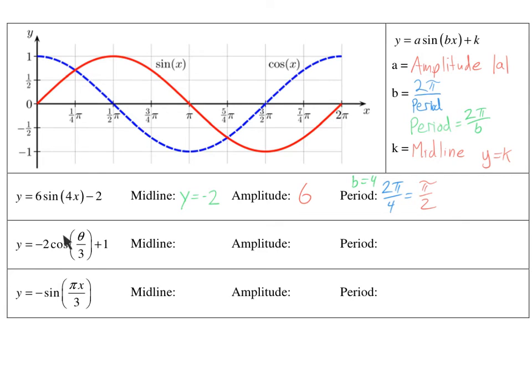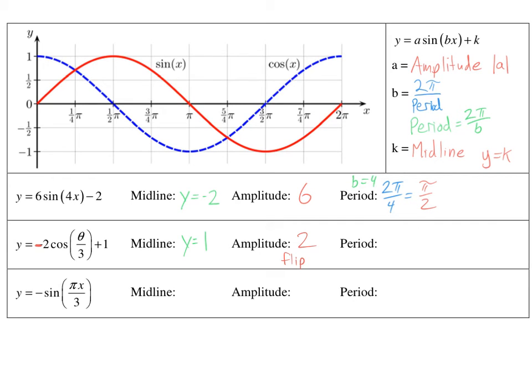For this next function, it's a cosine, but it doesn't matter. It still has the same characteristics. Your midline is the last number, so your midline here is y equals 1. Your amplitude is the front number, but it's the absolute value of that, so your amplitude is 2. Now be aware, what does that negative in the front mean? It means you're going to be flipping. There's going to be a flip if you were to graph it, but the amplitude is really 2.